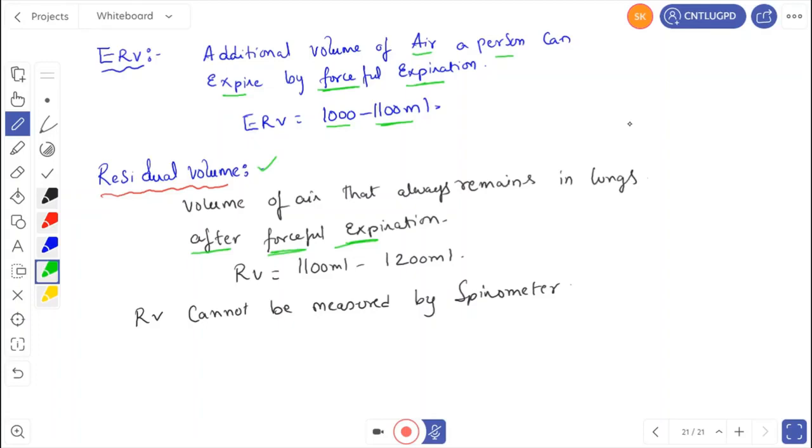Okay, you are undergoing forceful expiration. After forceful expiration, some volume of air still remains in the lungs. This air is not sent outside. The air which is not sent outside by forceful expiration is called residual volume. That is around 1100 ml to 1200 ml. Residual volume cannot be measured by spirometer.